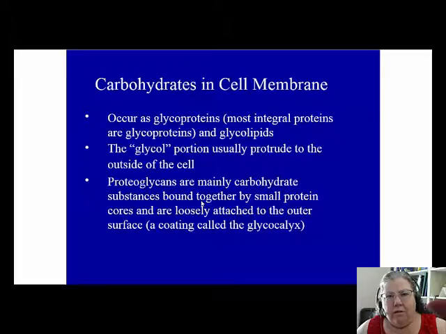Some of the carbohydrates in cell membranes. So I mentioned carbohydrates in cells being glucose that is coming into the cell and being used, glycogen that is being stored, but in addition there are these carbohydrate entities that are attached to proteins and to lipids, forming glycoproteins and glycolipids. Most often the glycol portion of those membranes protrudes to the outsides of the cells.